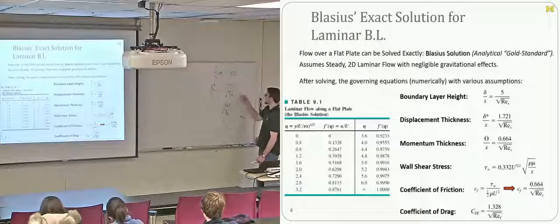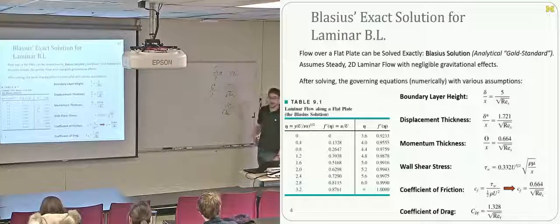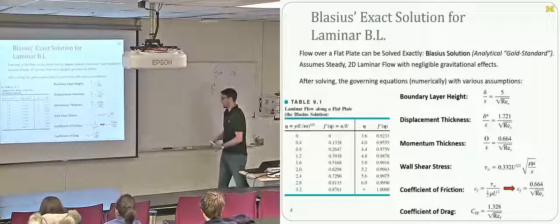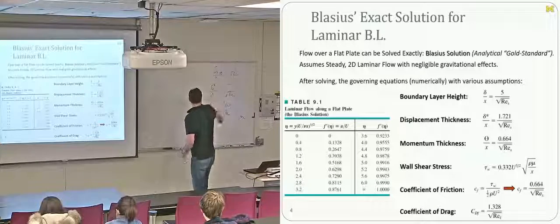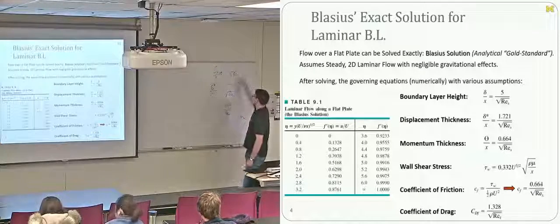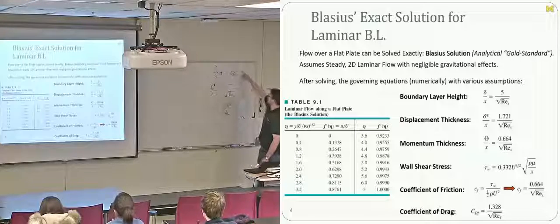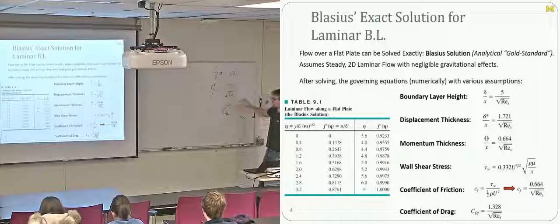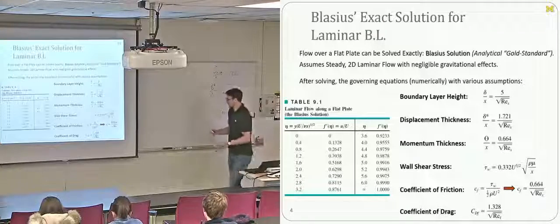So we can see again, all of these scale with the inverse of the square root of the Reynolds number, so they all get smaller as the Reynolds number increases relative to the size of the body they're on. And we also see that they are all proportional to one another. The boundary layer thickness is about 3 times the displacement thickness. The displacement thickness is between 2.5 and 3 times as thick as the momentum thickness.